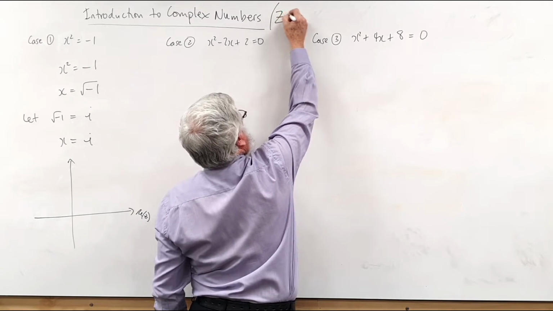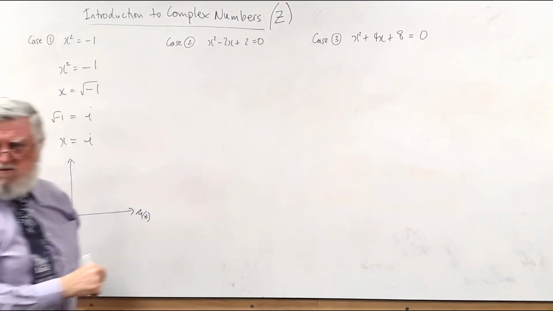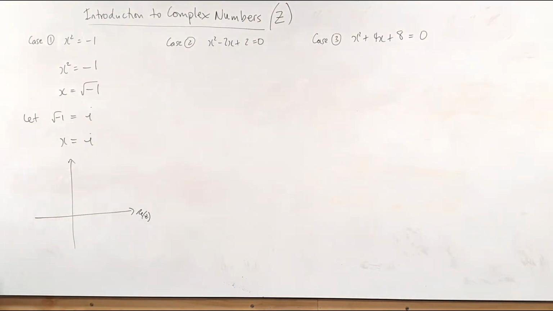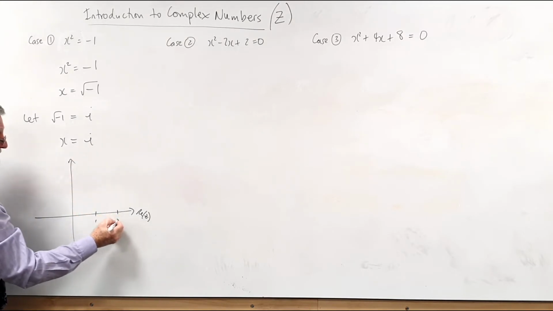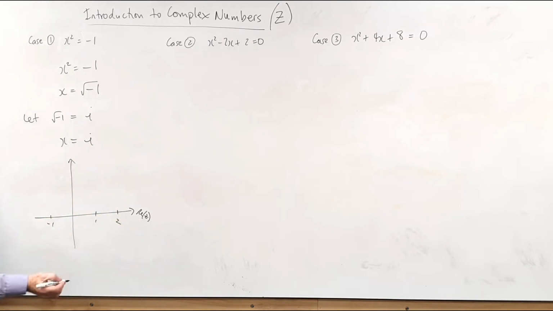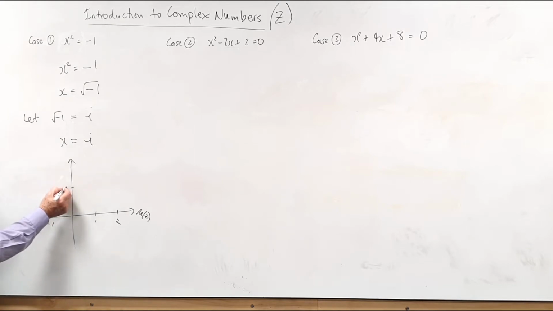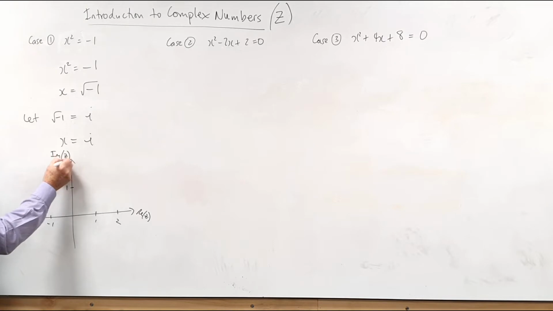Use a z, and a lot of people put a cross across the z so it doesn't look like a 2. So I've got this one here, there's the real. I can go there's 1 and there's 2. I can go minus 1 and on we go like usual. There's 1. So this one we call the imaginary part of z.